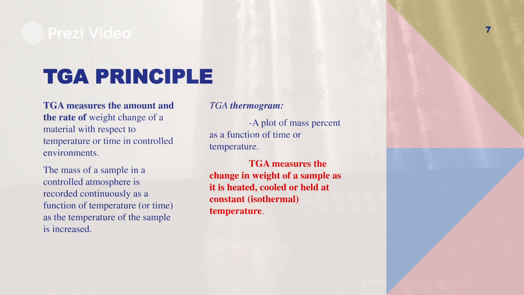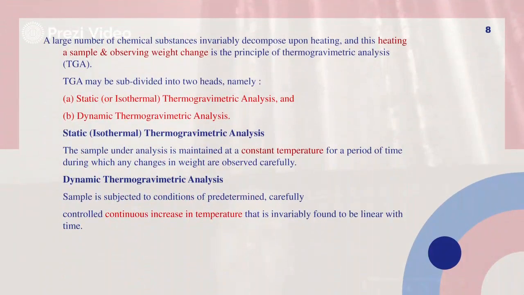The basic principle of TGA is that it measures the amount or the rate of weight change of a material with respect to time or temperature. What is a TGA thermogram? A plot of mass percent as a function of time or temperature. That is a thermogram. And TGA is of two types: static and dynamic thermogravimetric analysis.